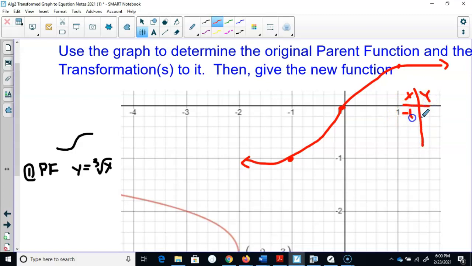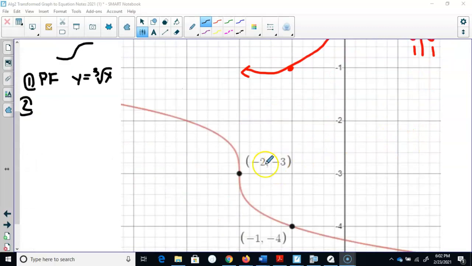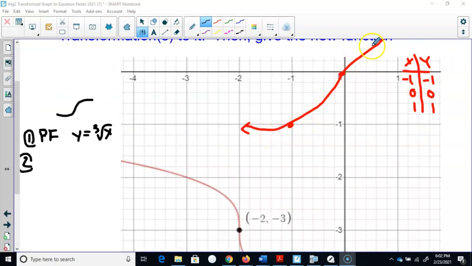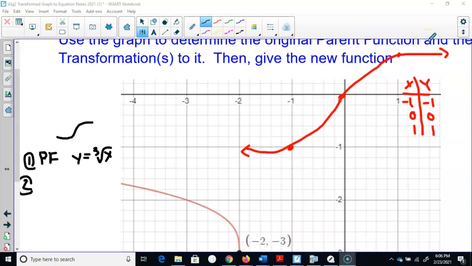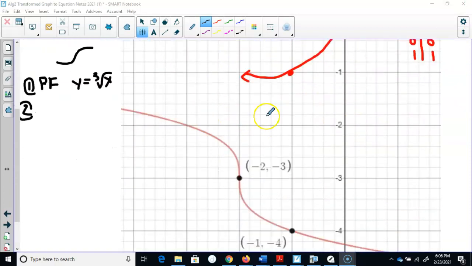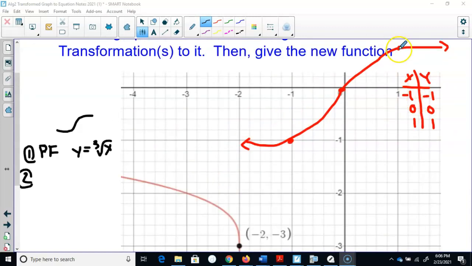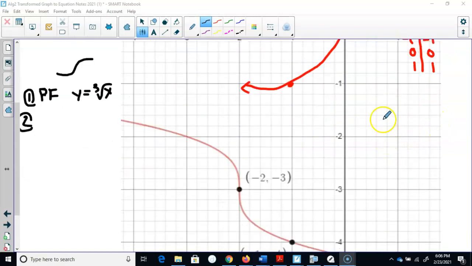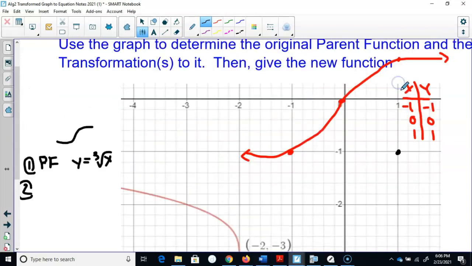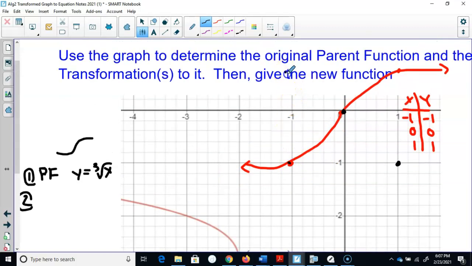So we have -1, -1, 0, 0, and 1, 1. Okay, now we're in step 2 and figuring out what that transformation is. So you can see this S does not look the same as my S that I have. So what that means is we had a reflection, and we can look at this as a reflection over the x-axis. So my y value when it was positive is now negative. And then my 0, 0 stays the same, and my negative y value here is now positive.